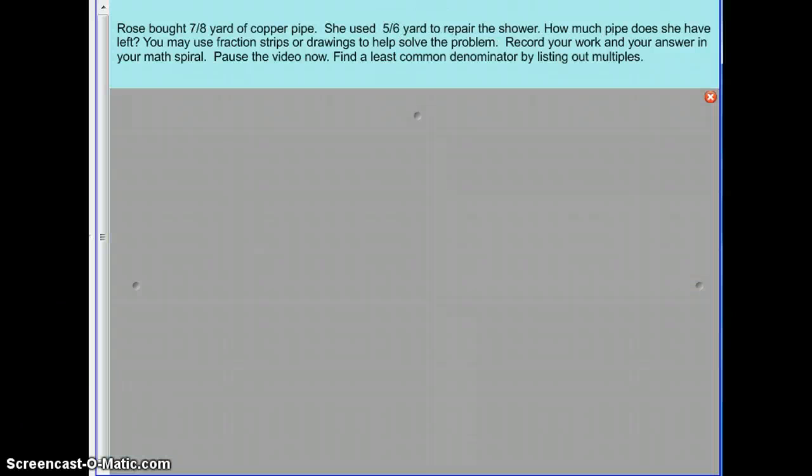For your next problem, Rose bought 7/8 yards of copper pipe. She used 5/6 yards to repair the shower. How much pipe does she have left? You may use fraction strips or drawings to help solve the problem. Record your work and your answer in your math spiral. Find a least common denominator by listing out the multiples. Pause the video now to do so.